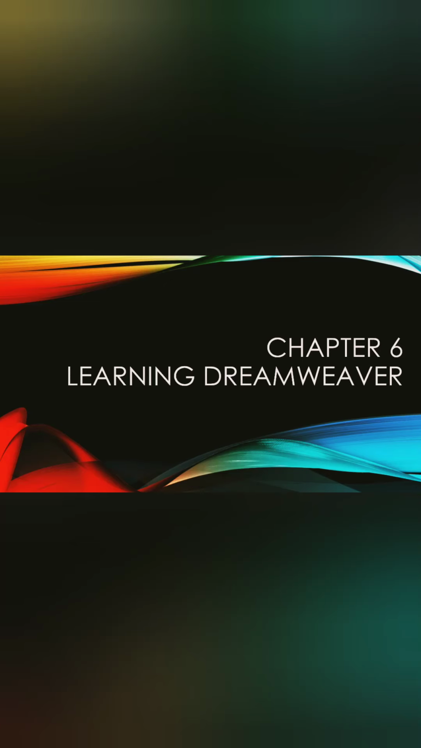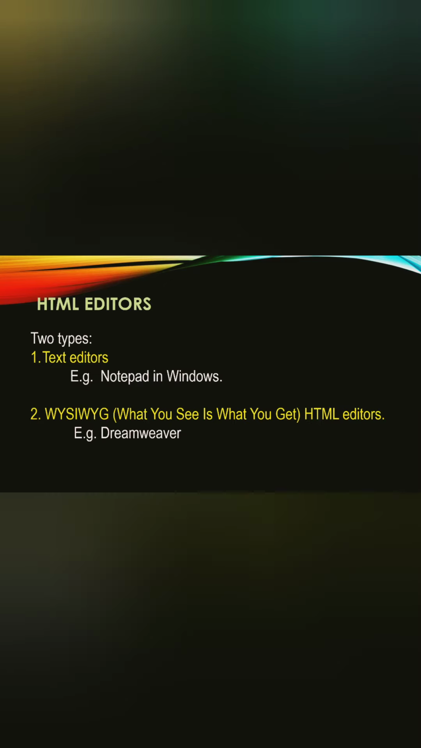So, today we are going to start a new chapter, that is chapter 6, Learning Dreamweaver. Okay, so let's start. Chapter 6, Learning Dreamweaver. So, children, you know what is HTML. HTML stands for Hypertext Markup Language. So, HTML editors are used for creating or editing the web pages.